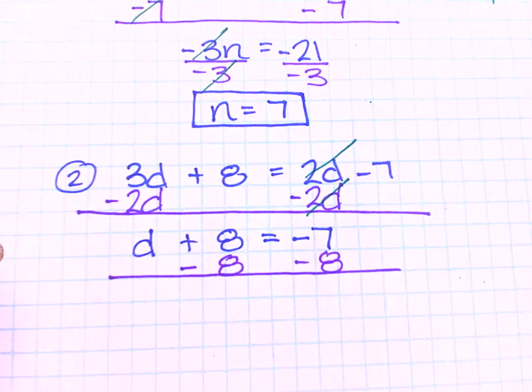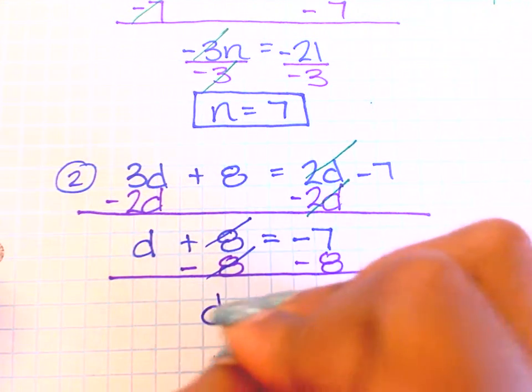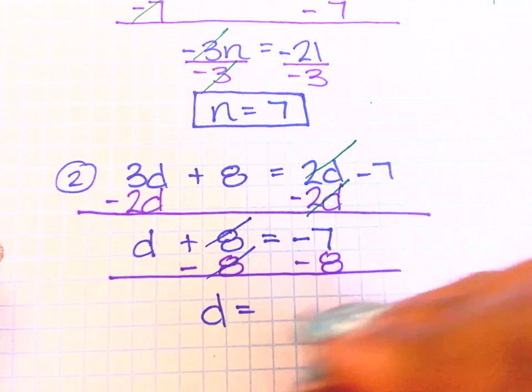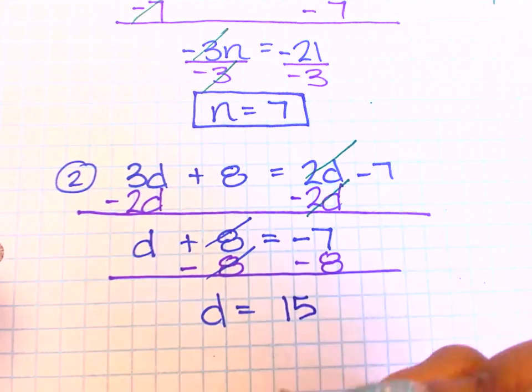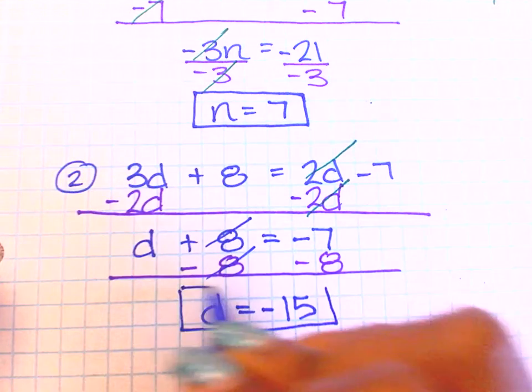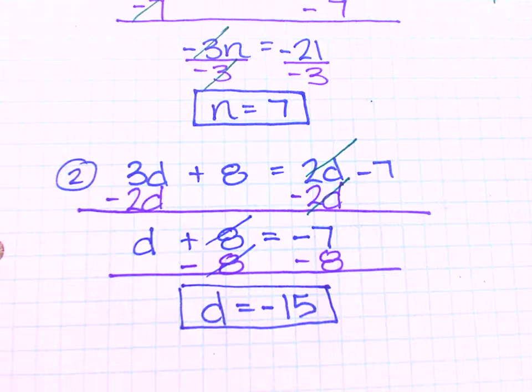So I line them up. My 8's cancel out over here, and I'm left with d equals -7 minus 8. Same signs, add 15, keep the sign, negative. D equals -15. And if I were to plug that back in, I'd get the correct answer.